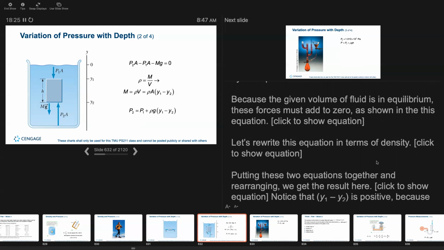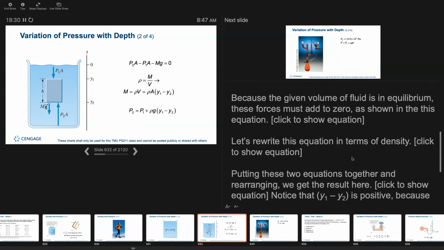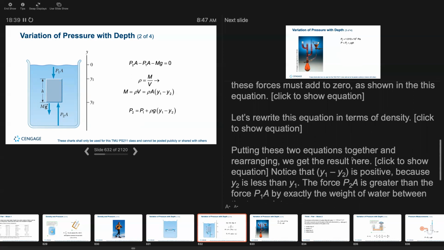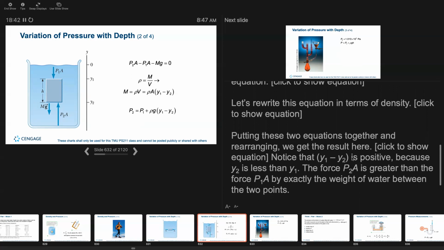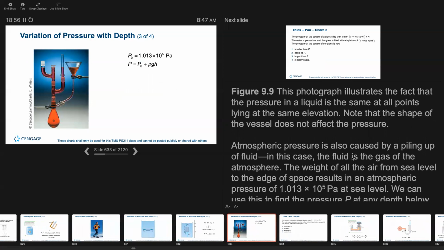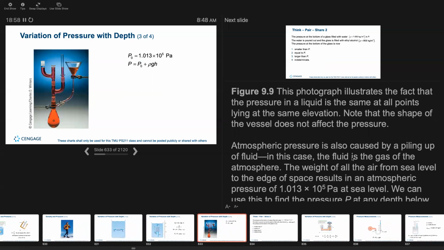So we can rewrite this equation in terms of density. Putting these two equations together and rearranging, we get the result here. Notice that y1 minus y2 is positive because y2 is less than y1. The force P2A is greater than the force P1A by exactly the weight of water between the two points. This is the same principle experienced by the person at the bottom of a pileup in football or rugby. So maybe that gives you a perspective of something a little more familiar.